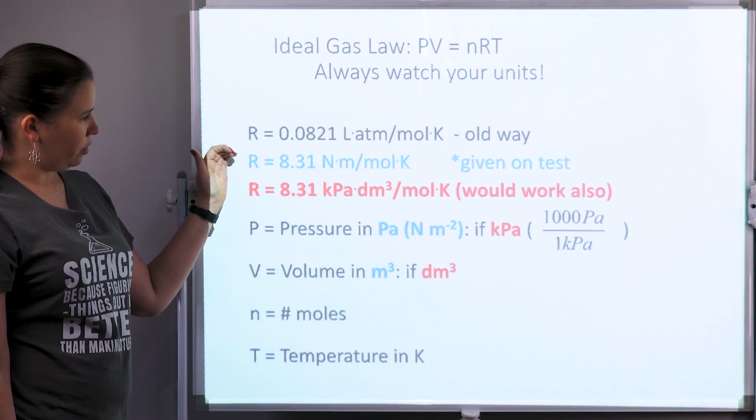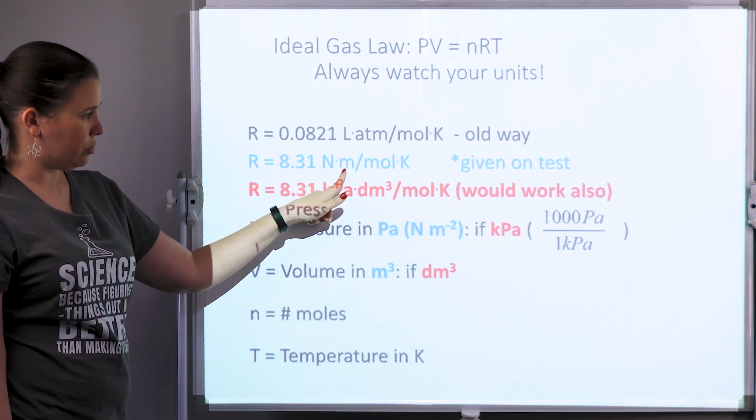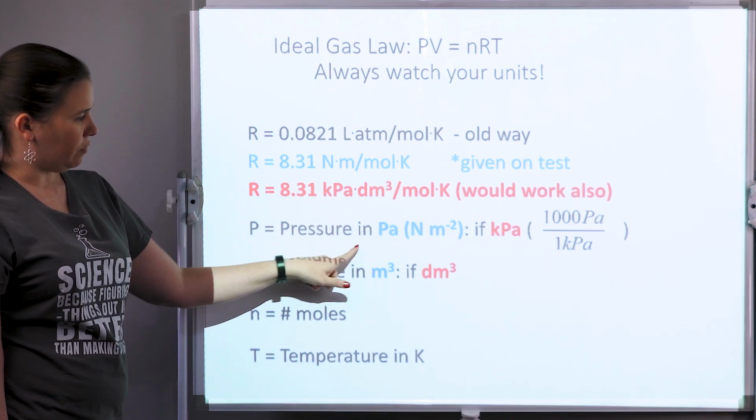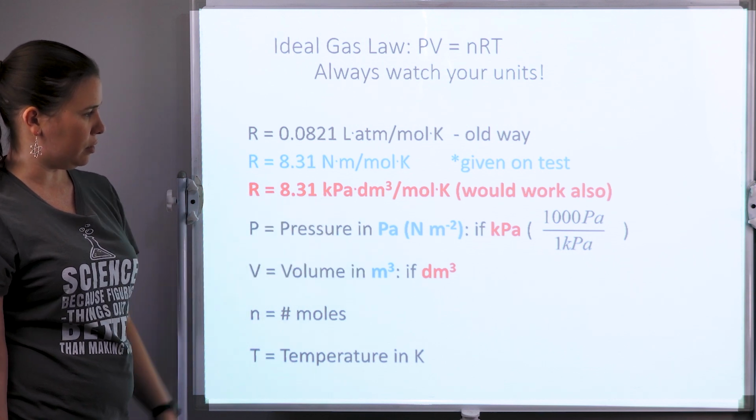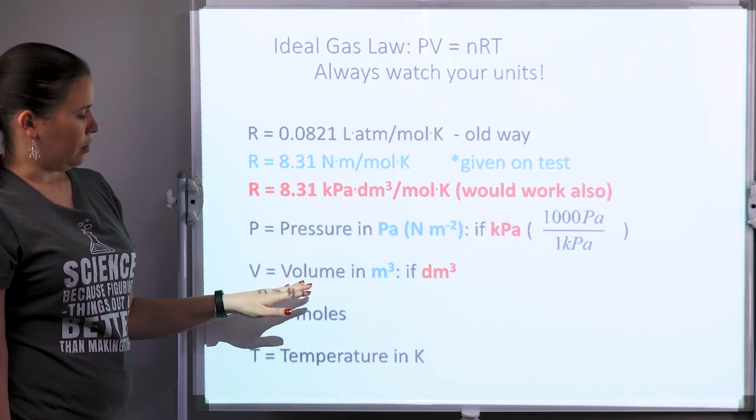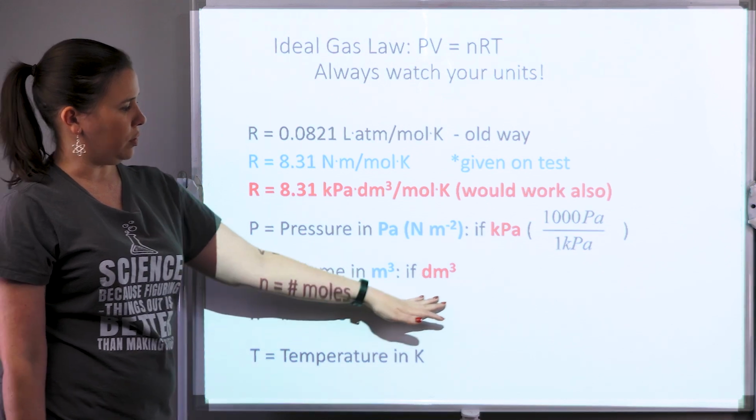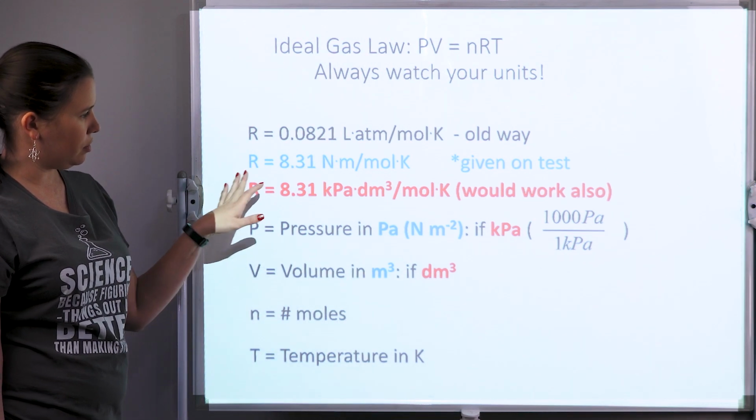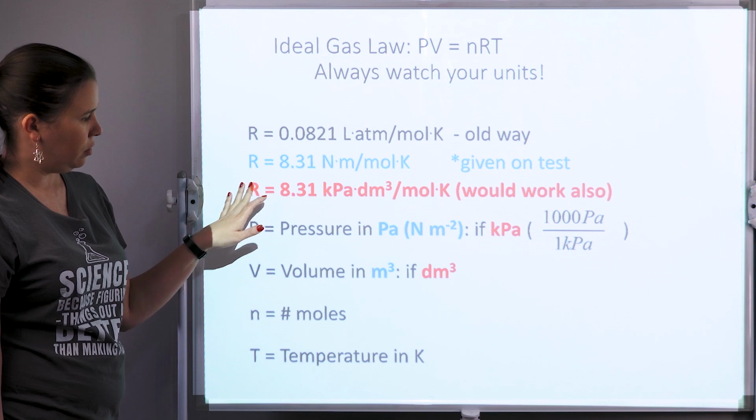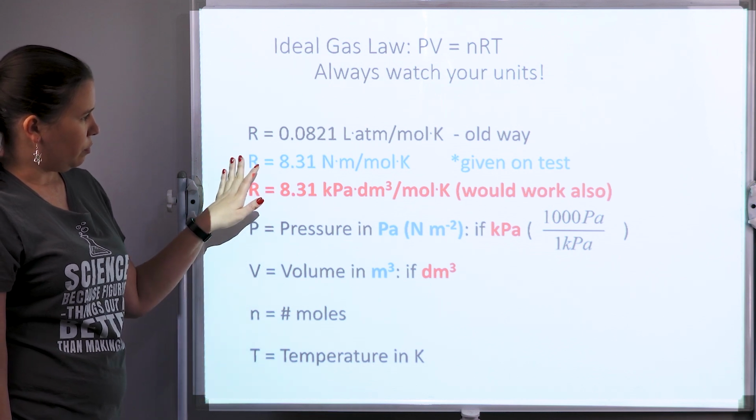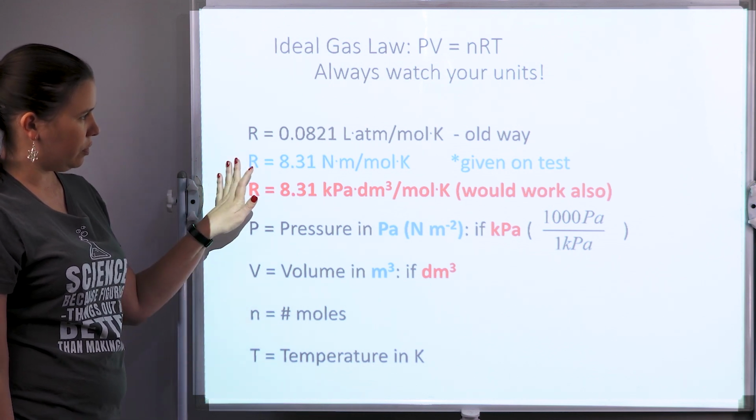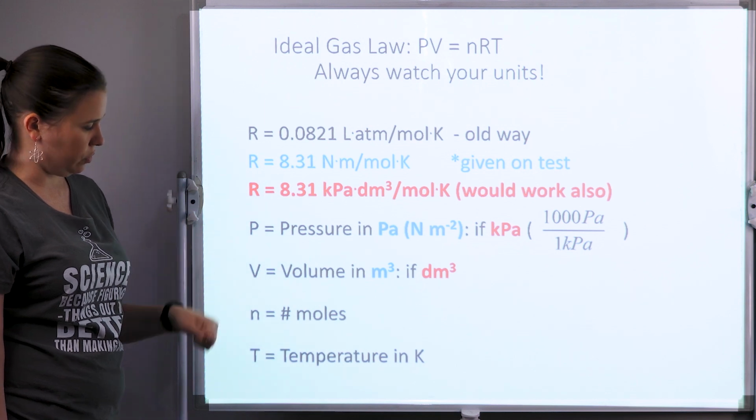Now the book gives you the 8.31 newton meters, but a lot of times the pressure will be given in pascals, and so it's really easy to get it into kPa. And then sometimes the volume will be in meters cubed, which we can then convert to decimeters cubed, and that's going to allow us to use this R in red. We are going to walk through how to also be able to use the R in blue, because that's the one that's given in the test booklet.